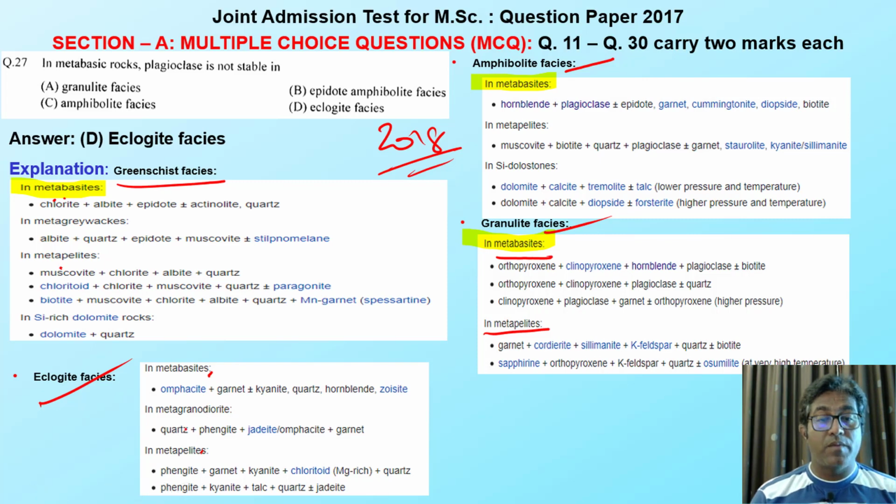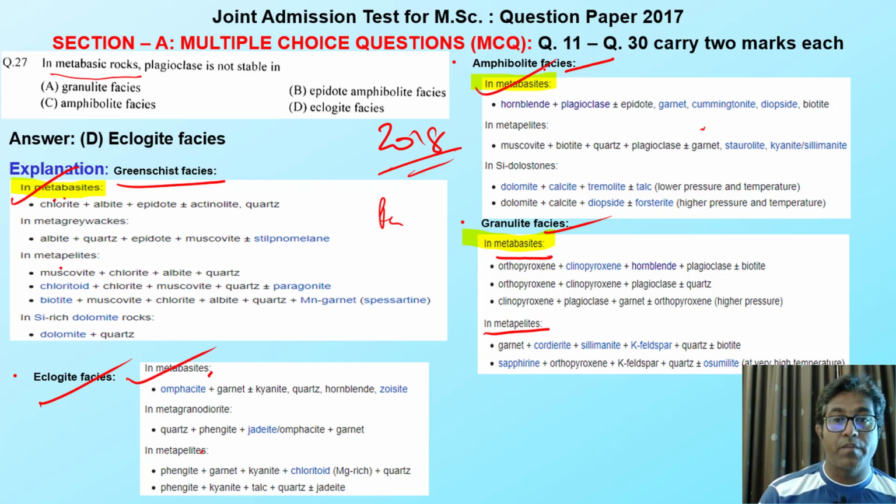In every facies I have different parent rock. Based on that, I have index minerals. But here I have a different type of question. It is not related to what type of index minerals you will identify. The question asks that in metabasic rock, meaning we are talking about metabasic rock as a parent rock, we need to check the granulite facies index mineral.